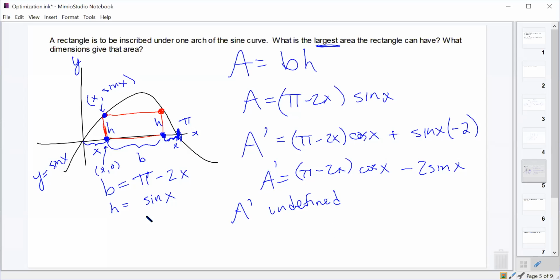Is A prime ever undefined? No, it isn't. I think you said never, so we'll say never. And then we also want to know when is A prime equal to 0. So normally we try to solve it algebraically, but this function, pi minus 2x times cosine x minus 2 sine x, is going to be too difficult to solve algebraically. So we'll say that A prime is equal to 0 whenever x equals whatever you guys tell me from the calculator. You should be able to go into your graphing calculator and figure that out. Right? So let's do that.